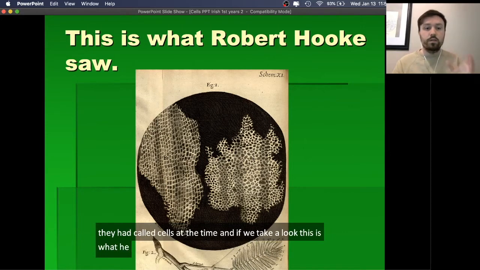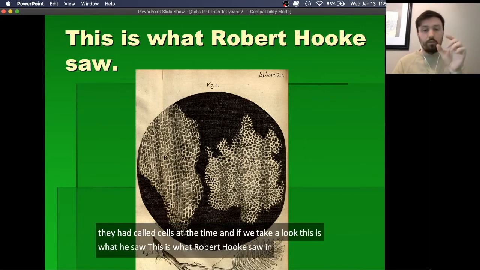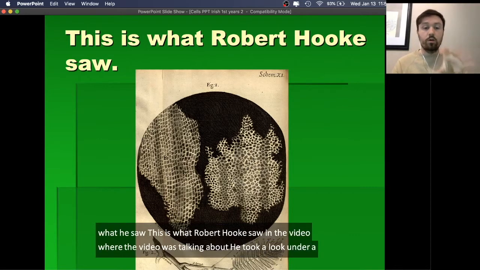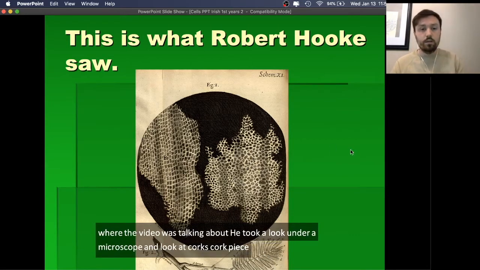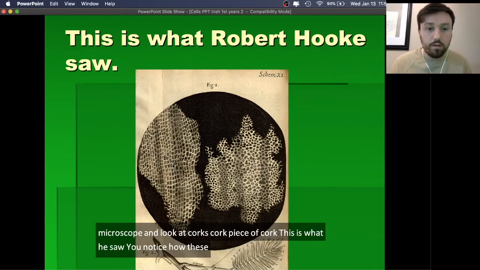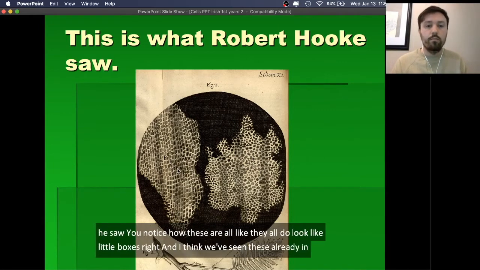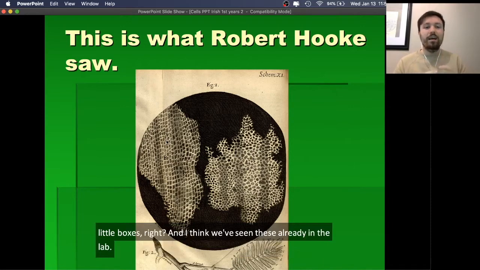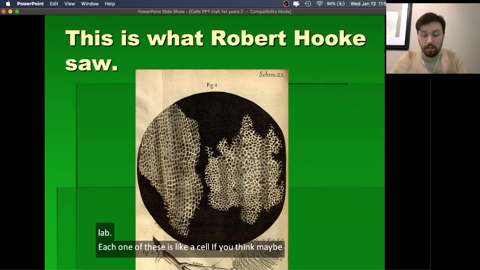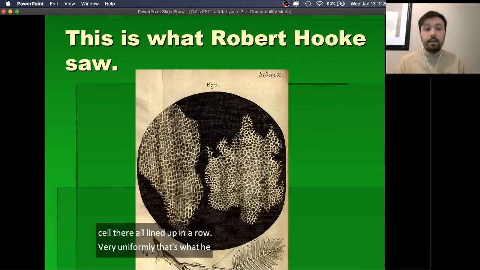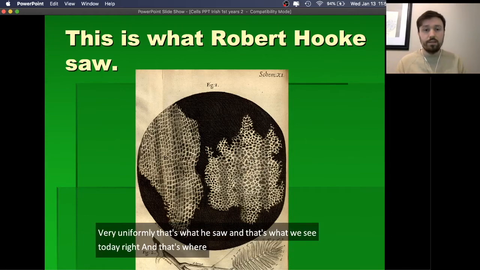This is what Robert Hooke saw in the video. He took a look under a microscope at a piece of cork. This is what he saw. You notice how they all look like little boxes, right? I think we've seen these already in the lab. Each one of these is like a cell. If you think of maybe your prison cell, they're all lined up in a row very uniformly. That's what he saw, and that's what we see today, and that's where we get the term cells from.